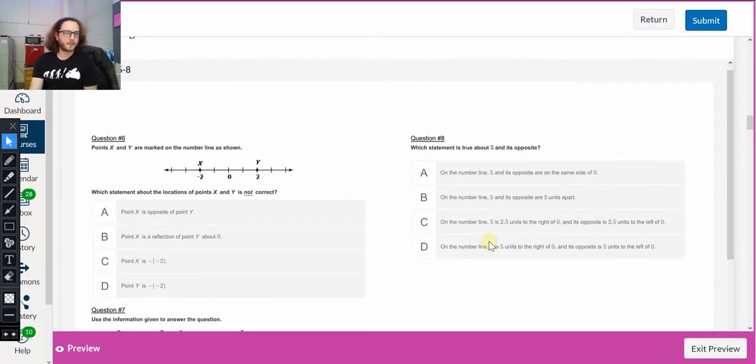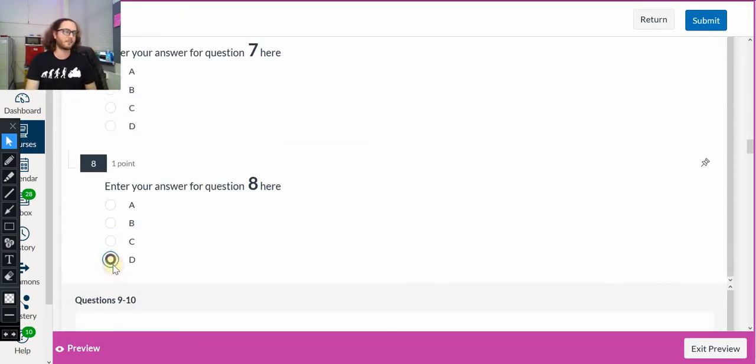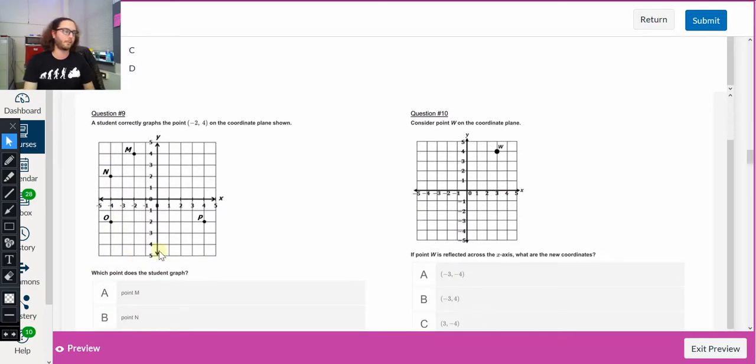For number 8, we have what's true about 5 and its opposite. On the number line, 5 and its opposite are on the same side. No, different sides. We wanted, let's see, on a number line, 5 is 5 units to the right of 0, and that's correct. And the opposite of 5 is 5 units to the left of 0. That is correct. We wanted D for number 8. Okay, so the opposite of 5 would be negative, and all negatives are to the left of 0.